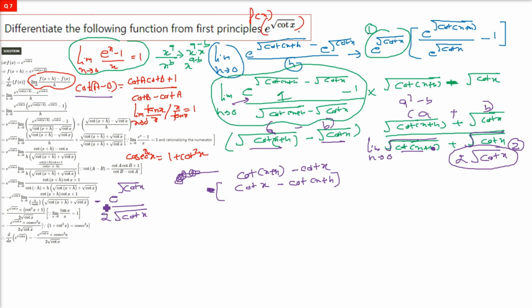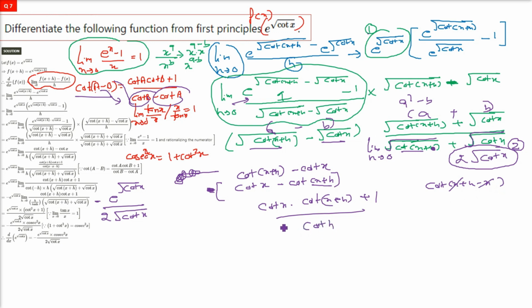So I am just keeping this negative here: cot x minus cot(x+h). So we will apply this formula. Cot b minus cot a will be equal to cot a cot b plus 1 divided by cot a minus b. So it will be (x+h) minus x in the denominator. So we have cot x cot(x+h) plus 1 divided by (x+h) minus x. x gets cancelled, you get h here.